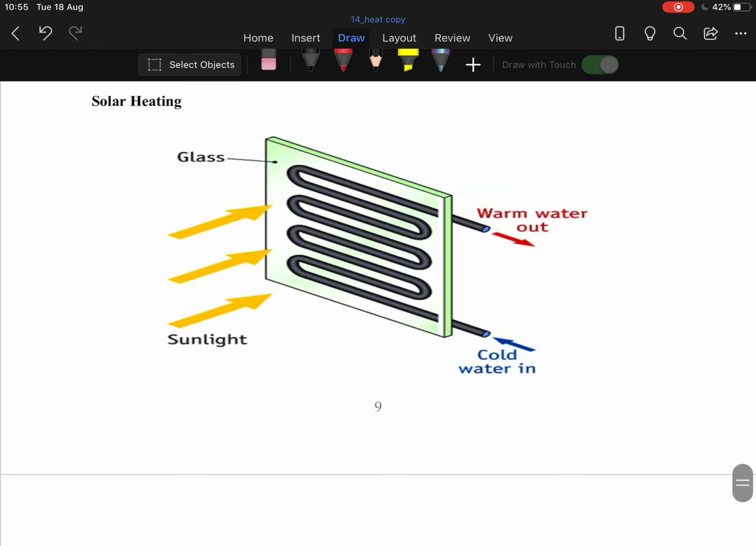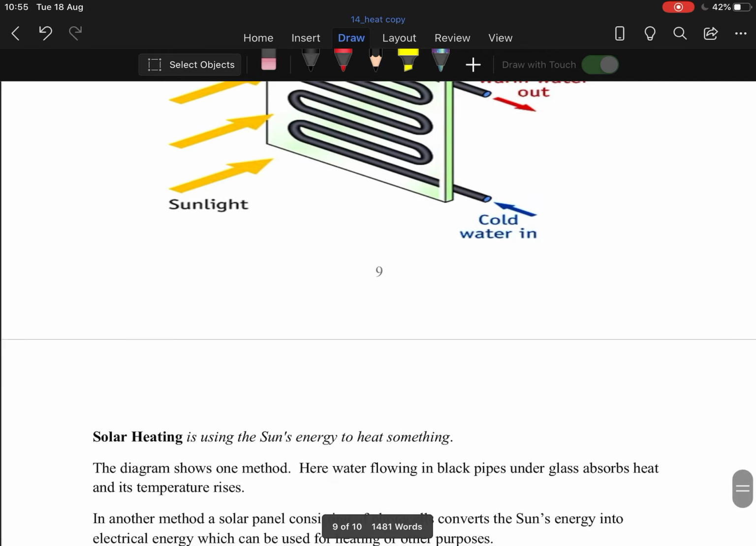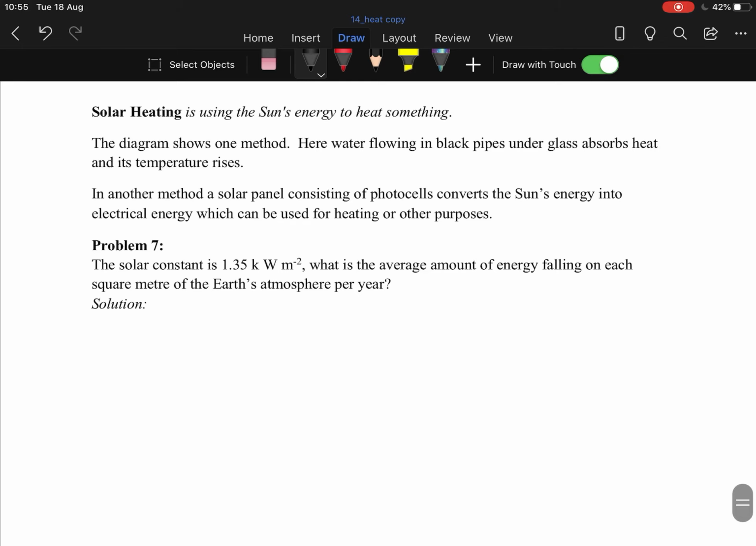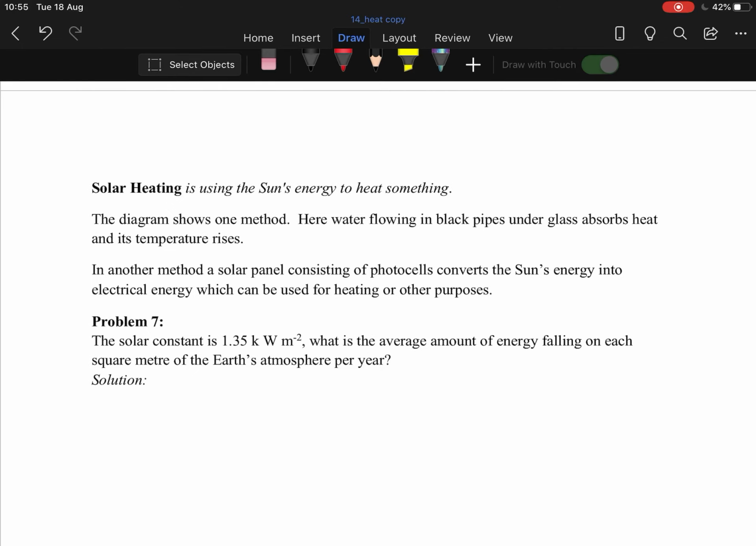But I didn't really do that because I have the question now, problem 7. This solar panel is the old system, very inefficient. Some still do it, but I think they're better than that. It's a little bit out of date. Okay, so here, problem 7. The solar constant is, they give it to you, 1.35 kilowatts per meter squared. What is the average amount of energy falling on each square meter of the Earth's atmosphere per year? So 1 year.